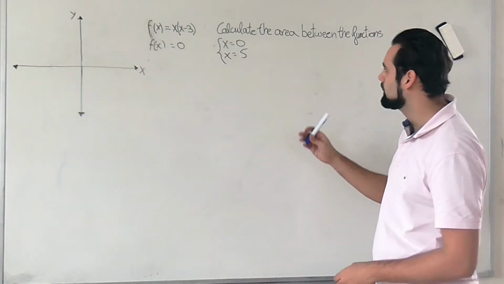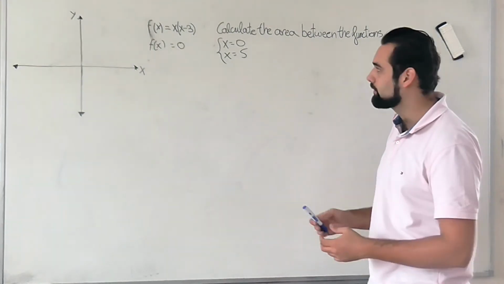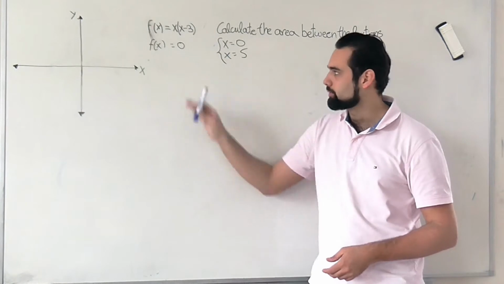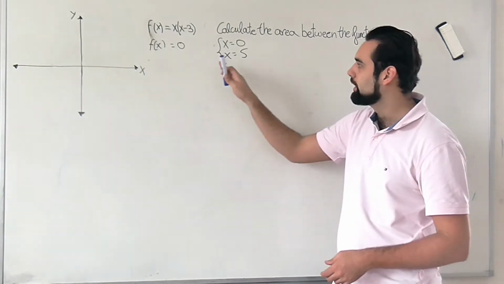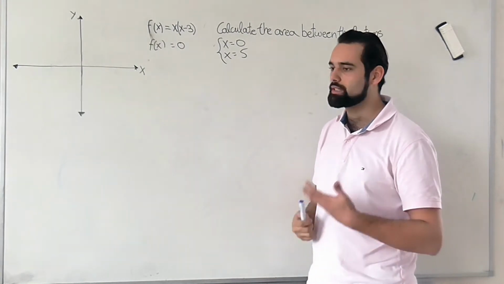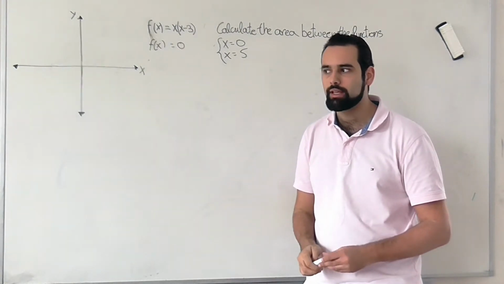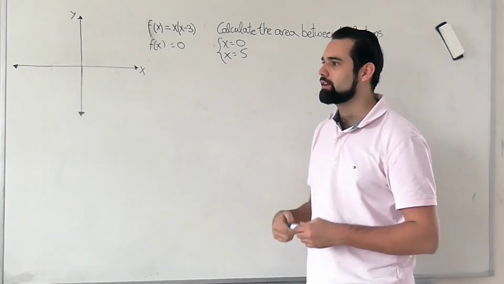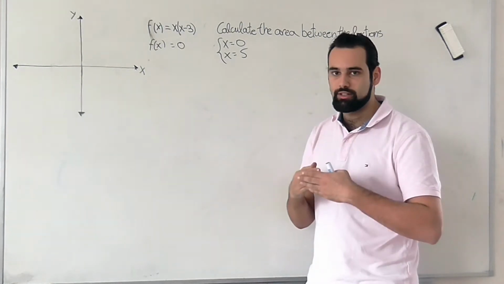In this exercise, we need to find the area enclosed by the functions f of x equals x times (x minus 3) and this function over here in this range. So the first thing that we need to find out is how the functions are going to look and how the functions interact with each other. So we need to find out in which points they intersect.